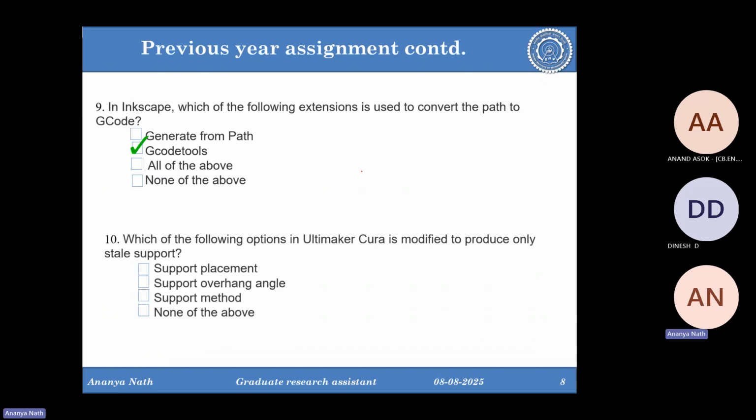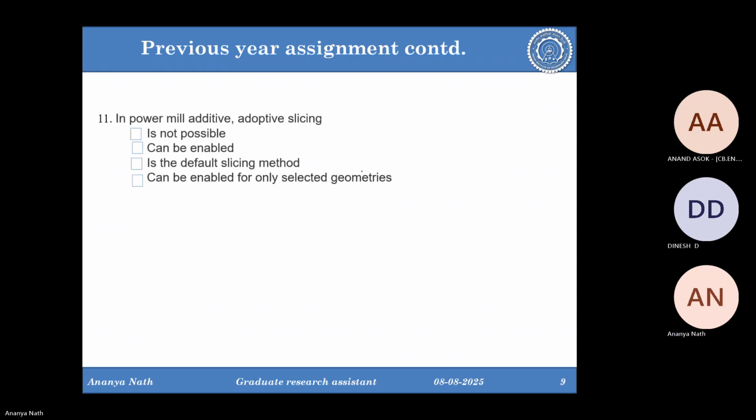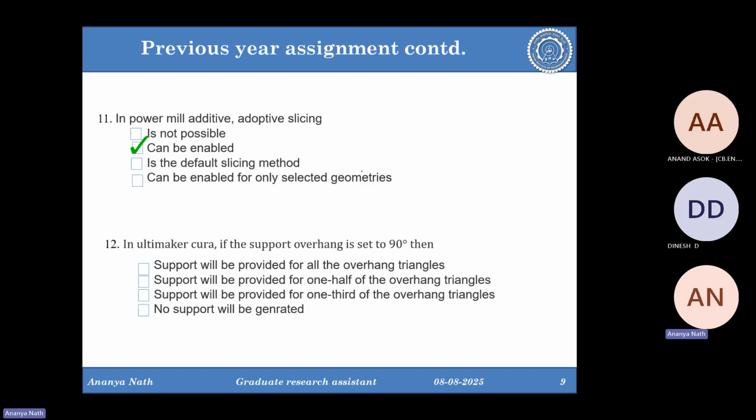Which one of the following options in Ultimaker Cura is modified to produce only stale support placement? In Cura, adaptive slicing can be enabled. In Ultimaker Cura, if the support overhang is set at 90 degrees, then no support will be generated. Support overhang of 90 degrees means this is the part, and if it's 90 degrees, obviously no support will be generated.